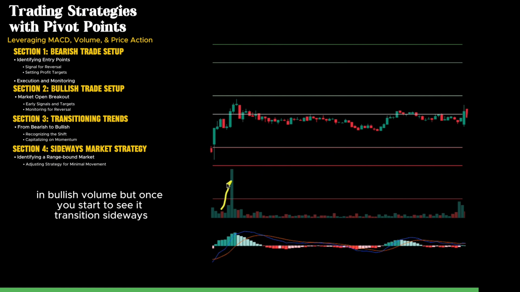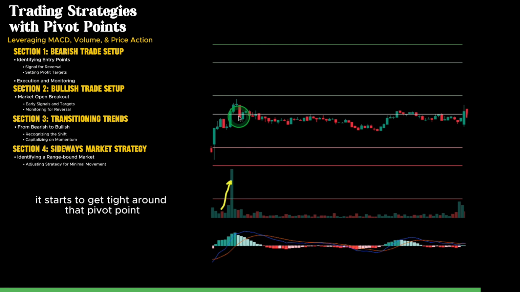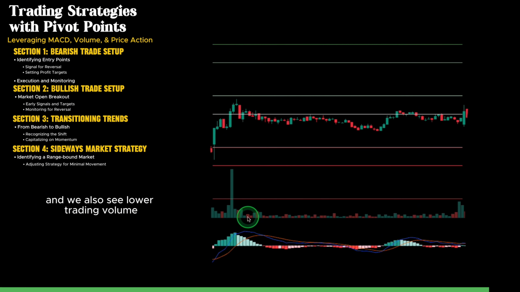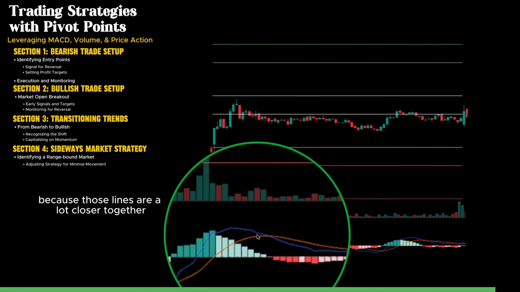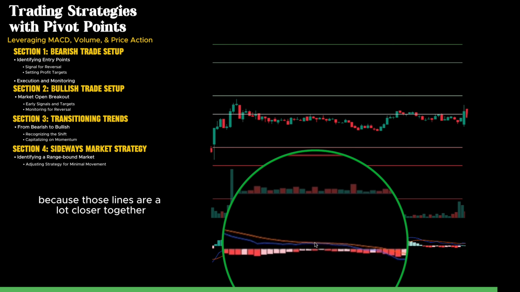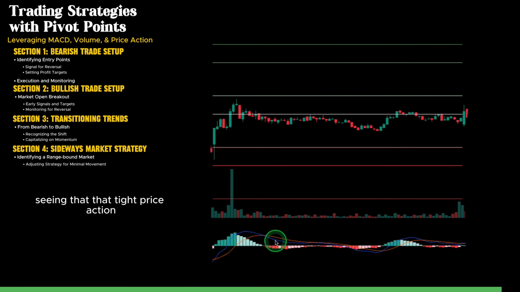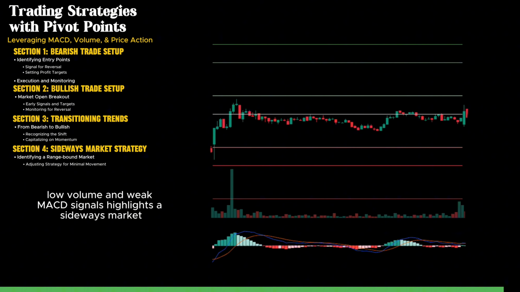But once you start to see it transition sideways, it starts to get tight around that pivot point. So you see smaller candlesticks, and this is on a 5-minute chart, and we also see lower trading volume. So this signals indecision in the market. We also see weaker MACD signals because those lines are a lot closer together, and that shows slow momentum. Seeing that tight price action, low volume, and weak MACD signals highlights a sideways market.